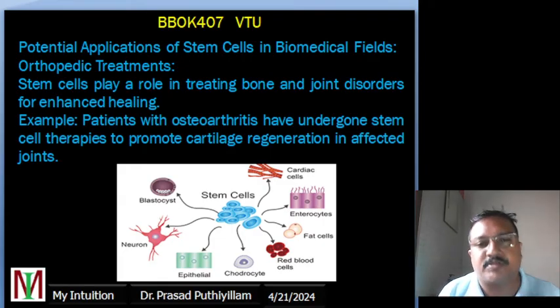Osteoarthritis can be treated with stem cell therapy. They offer a potential solution to regenerate the tissues and improve the joint function. For example, in cartilage regeneration for osteoarthritis, the damaged cartilage in the arthritic joints can be injected with stem cells. They will differentiate into cartilage cells, helping to repair and restore the joints, giving the required cushioning properties.